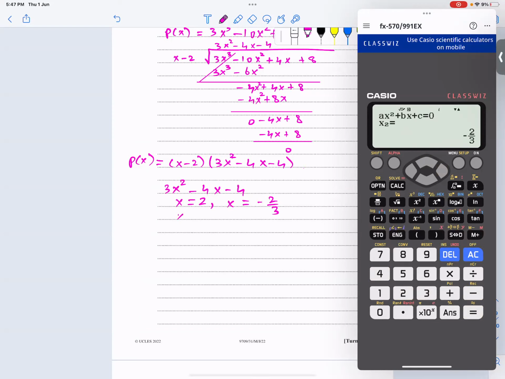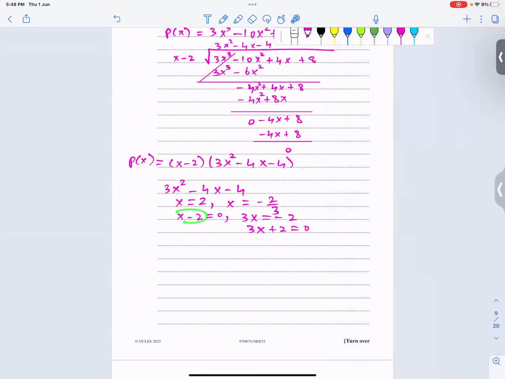Bring both the values to the other side. This becomes x minus 2 equal to 0, and then multiply 3 with x: 3x is equal to minus 2, and then bring minus 2 to the other side. This becomes 3x plus 2 equal to 0. So x minus 2 and 3x plus 2 are the factors for this part.